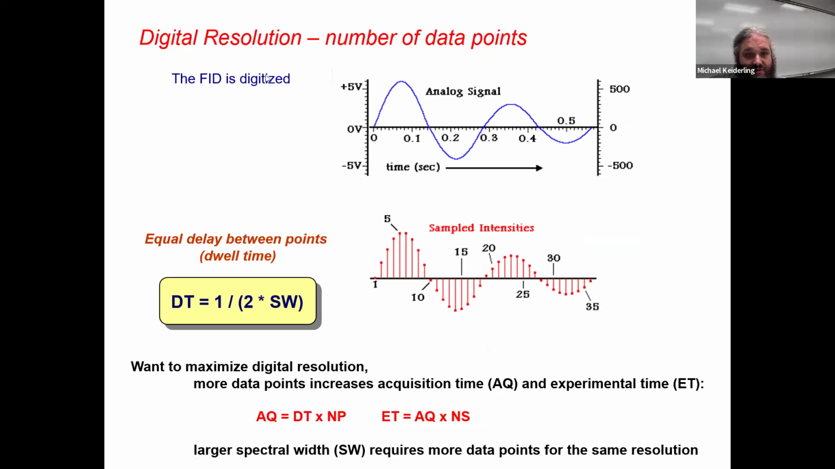There's also digital resolution, the number of data points. The FID is digitized. You have an analog signal that gets digitized. The dt equals 1 over the spectral width, an equal delay between each point. So you want to maximize signal resolution. More data points increases acquisition time and experimental time. A longer spectral width requires more data points for the same resolution. So the longer you measure for, the better your resolution is.